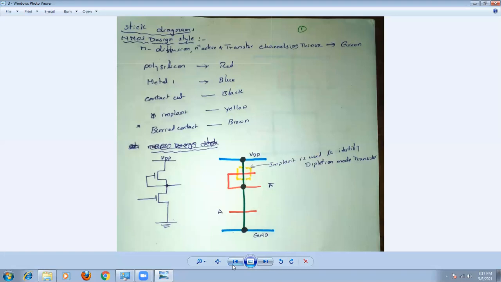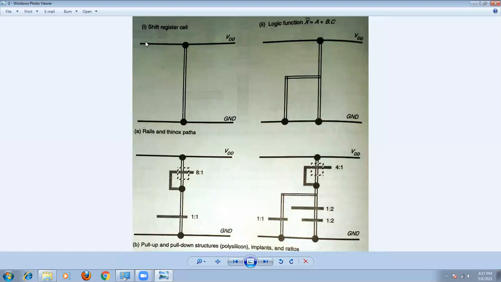Then how to draw the stick diagram. First, take sufficient space between two horizontal lines. Draw the two horizontal lines first. This is the VDD line and this is the ground line. First take a metal layer. What is the color code for metal? Blue. Take a blue color pencil and draw a horizontal line. Similarly, leave sufficient space and draw another horizontal line parallel to this one, on top of it.